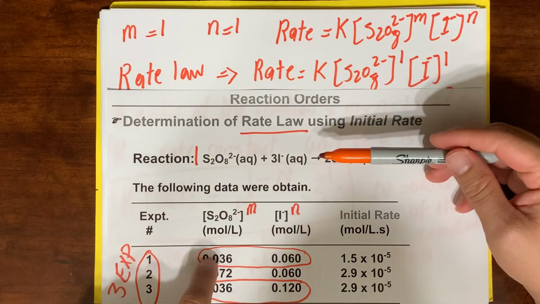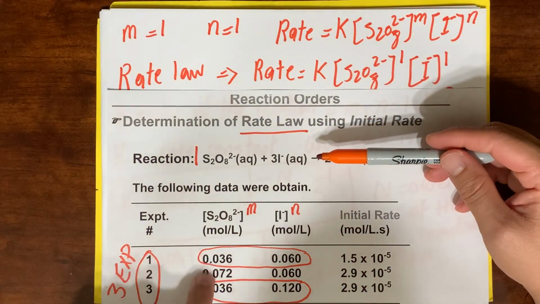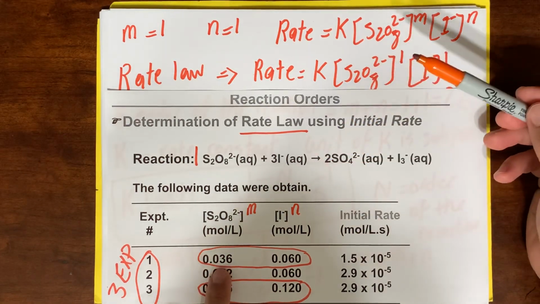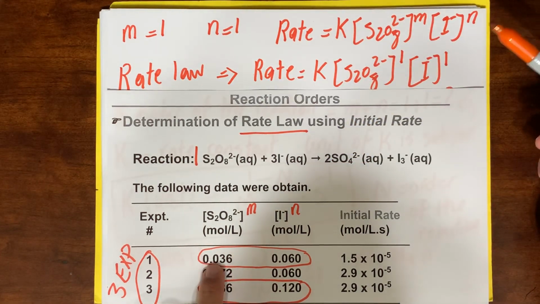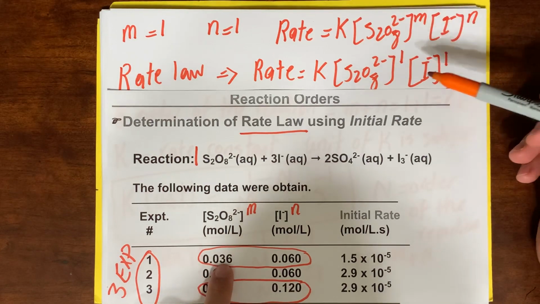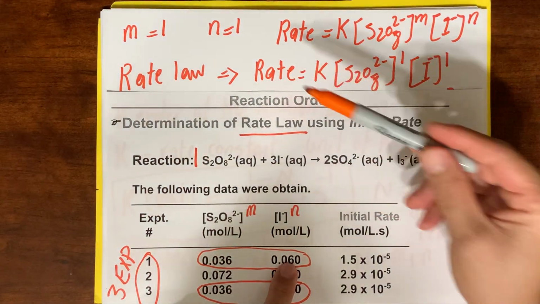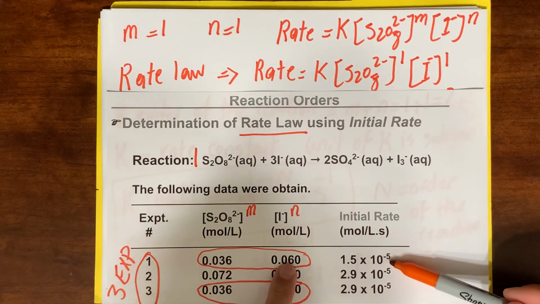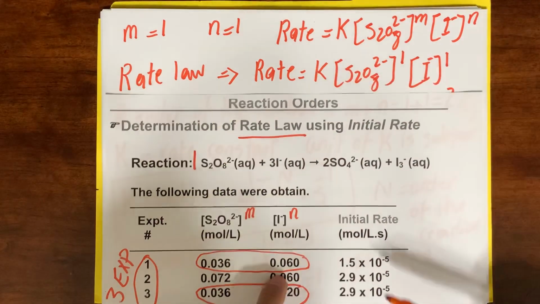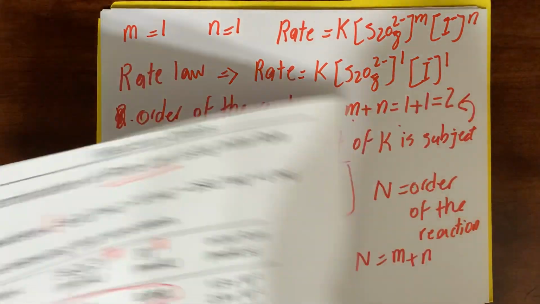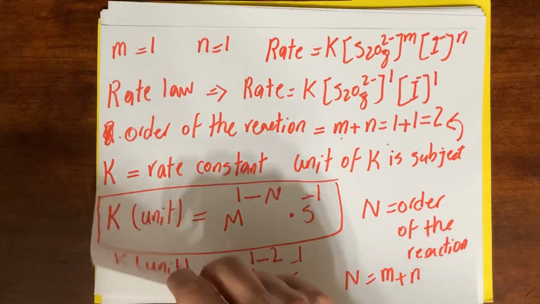I can choose any experiment, and put the concentration there. If I choose the first experiment, concentration will be 0.036. Iodide will be 0.06. How about rate? The rate is going to be 1.5 multiplied 10 to the power of minus 5. So technically I have everything except K. Choose any experiment. It doesn't matter which one. Just choose one. So I'm going to choose the first reaction.